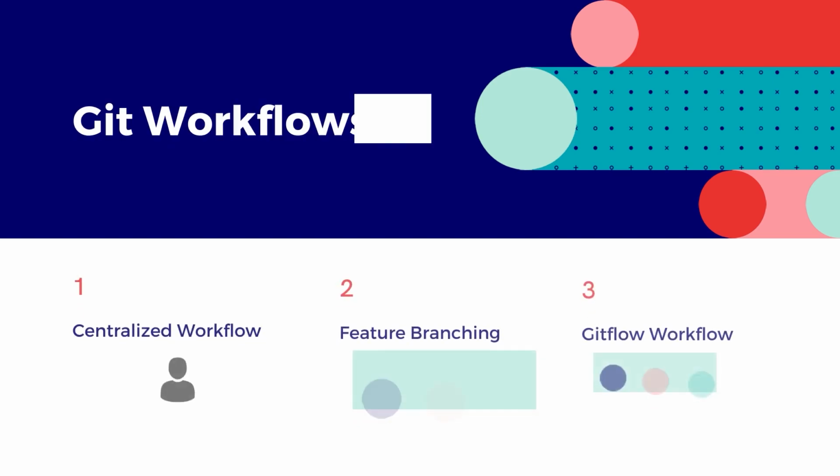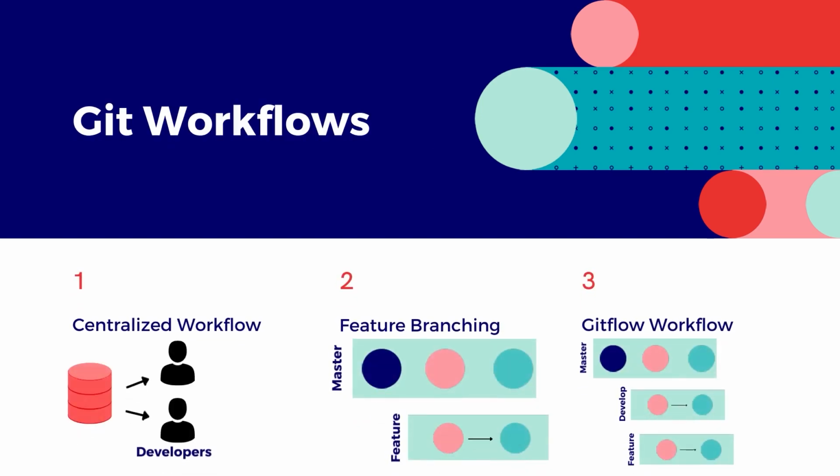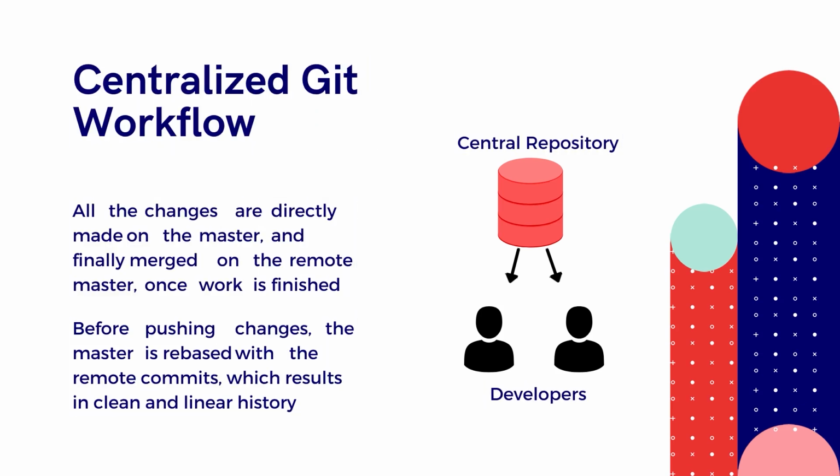There are 3 types of workflows in Git, and they are: centralized workflow, feature branching, and Git flow workflow. So let us understand these workflows in detail. Centralized Git workflow. In this workflow, all changes are directly made on the master, and finally merged on the remote master. Once work is finished and before pushing changes, the master is rebased with the remote commits, which results in a clean and linear history. Working directly with the central repository may lead to conflicts in version control.